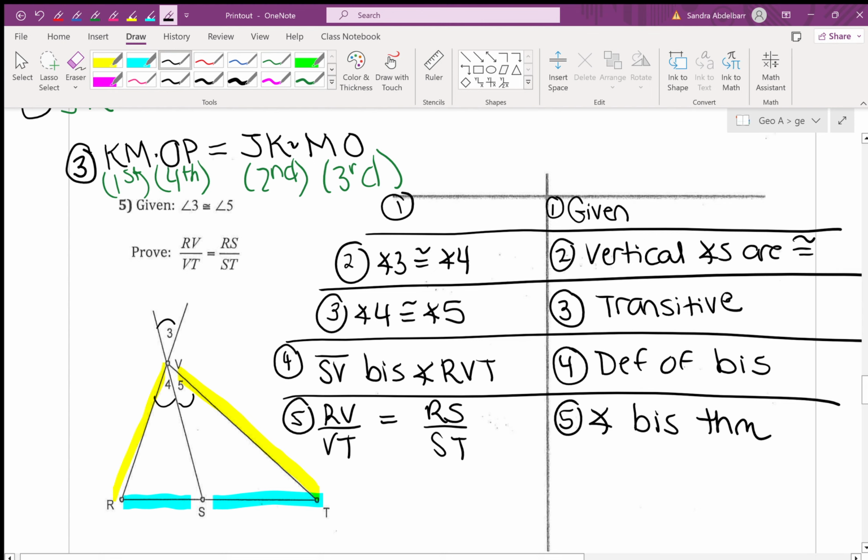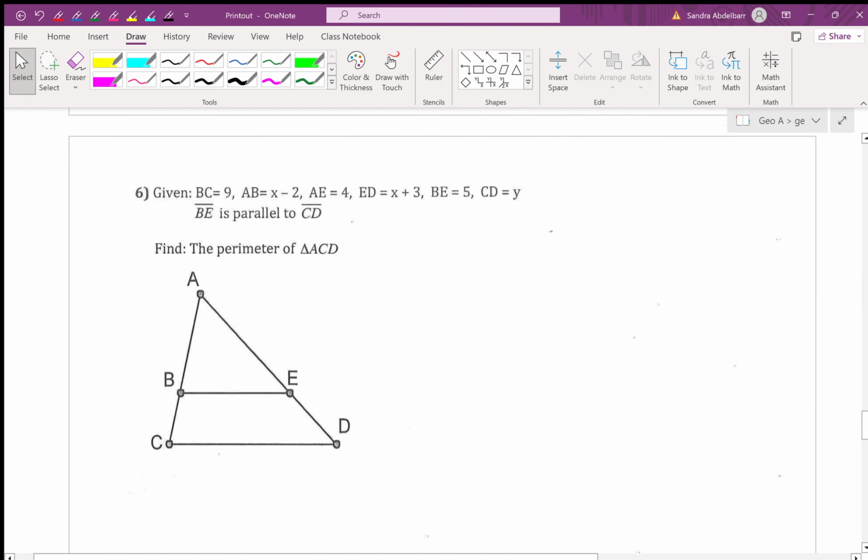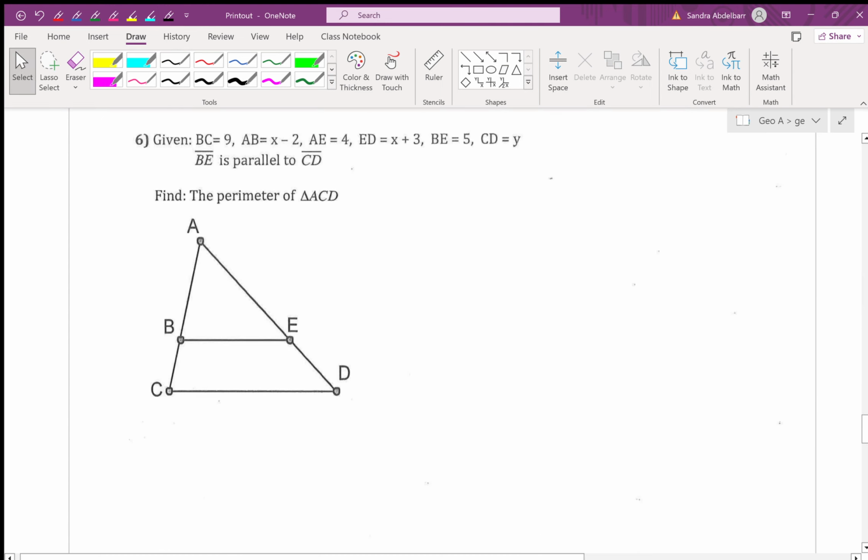Can I go on to the next problem? Okay, there will be a question like this on your test, so you want to make sure we know how to do this.